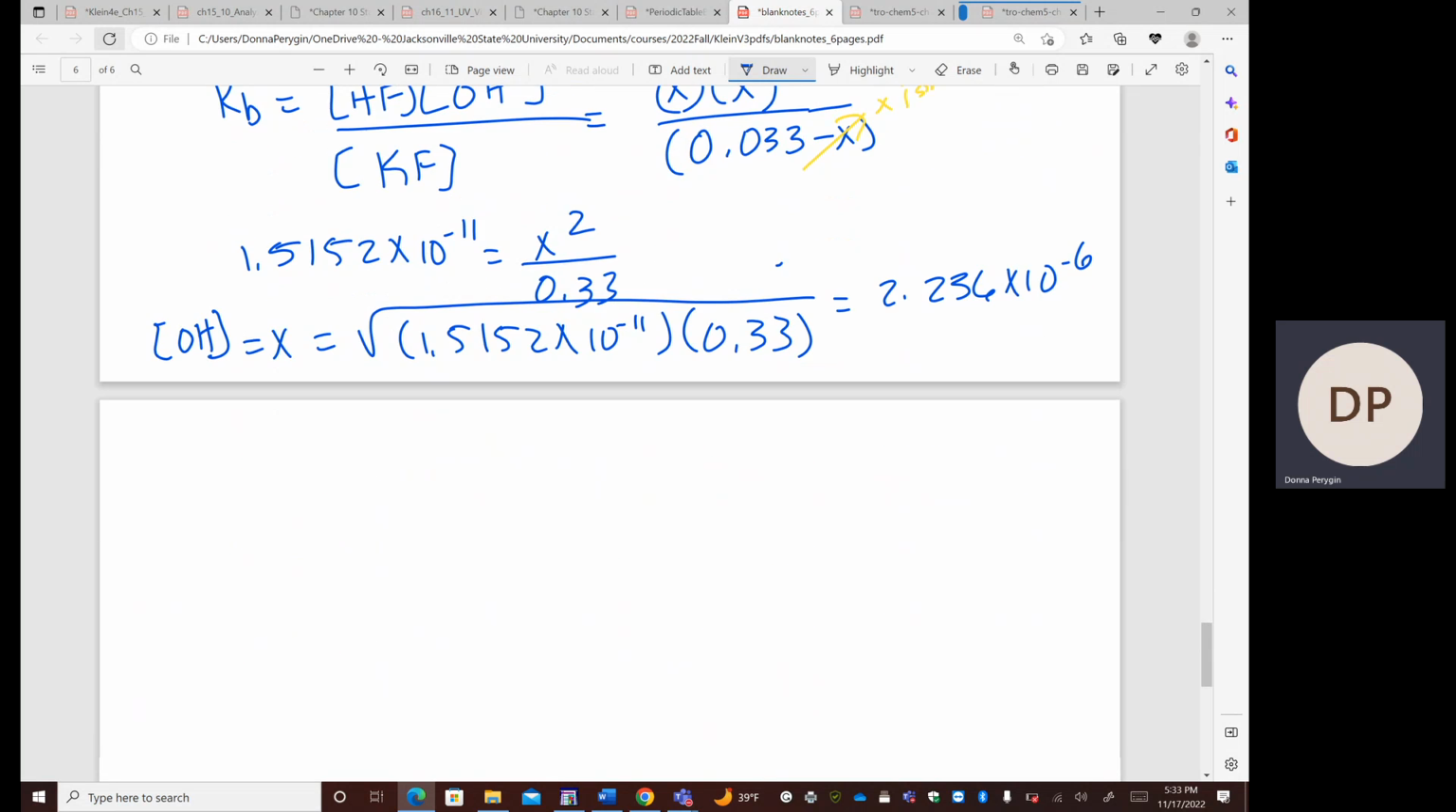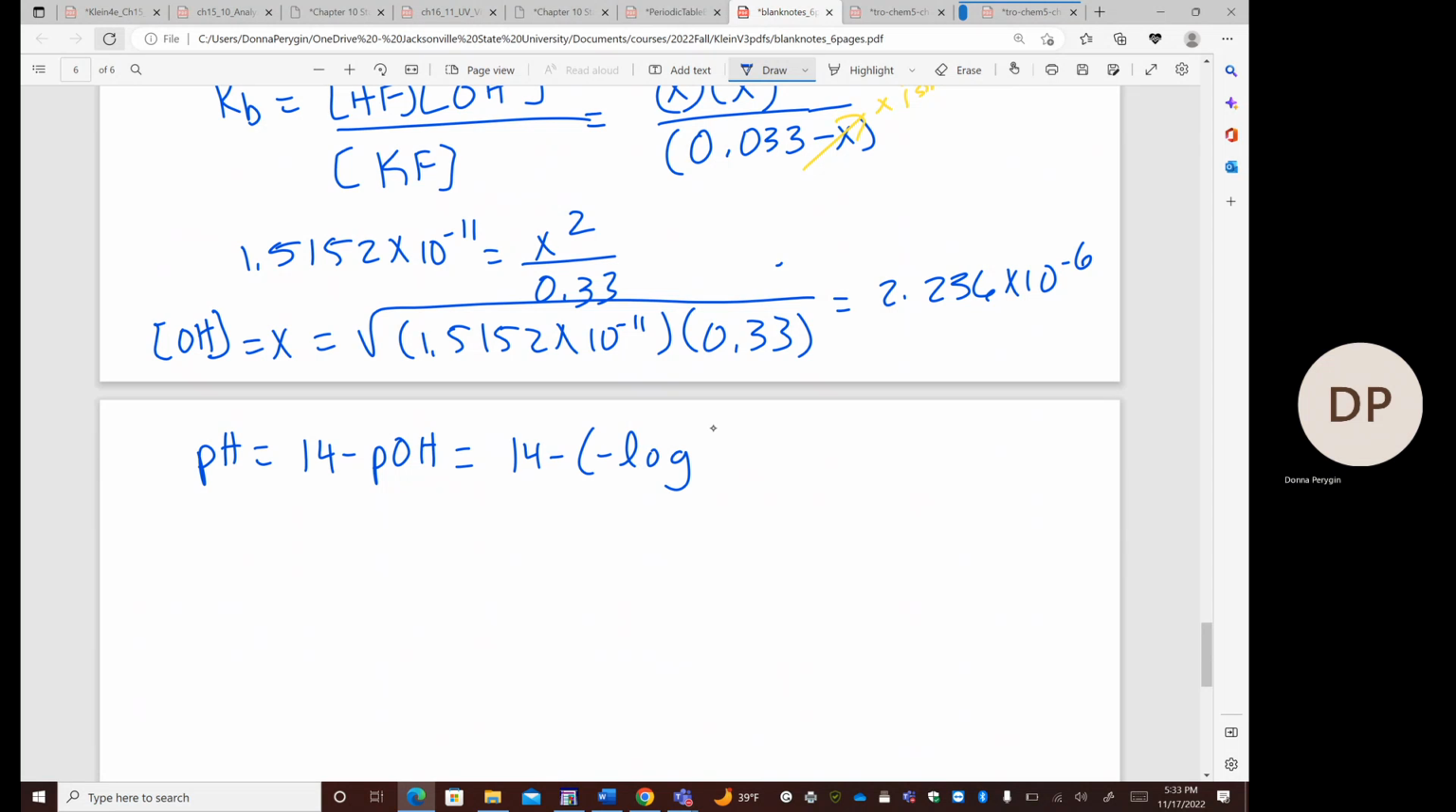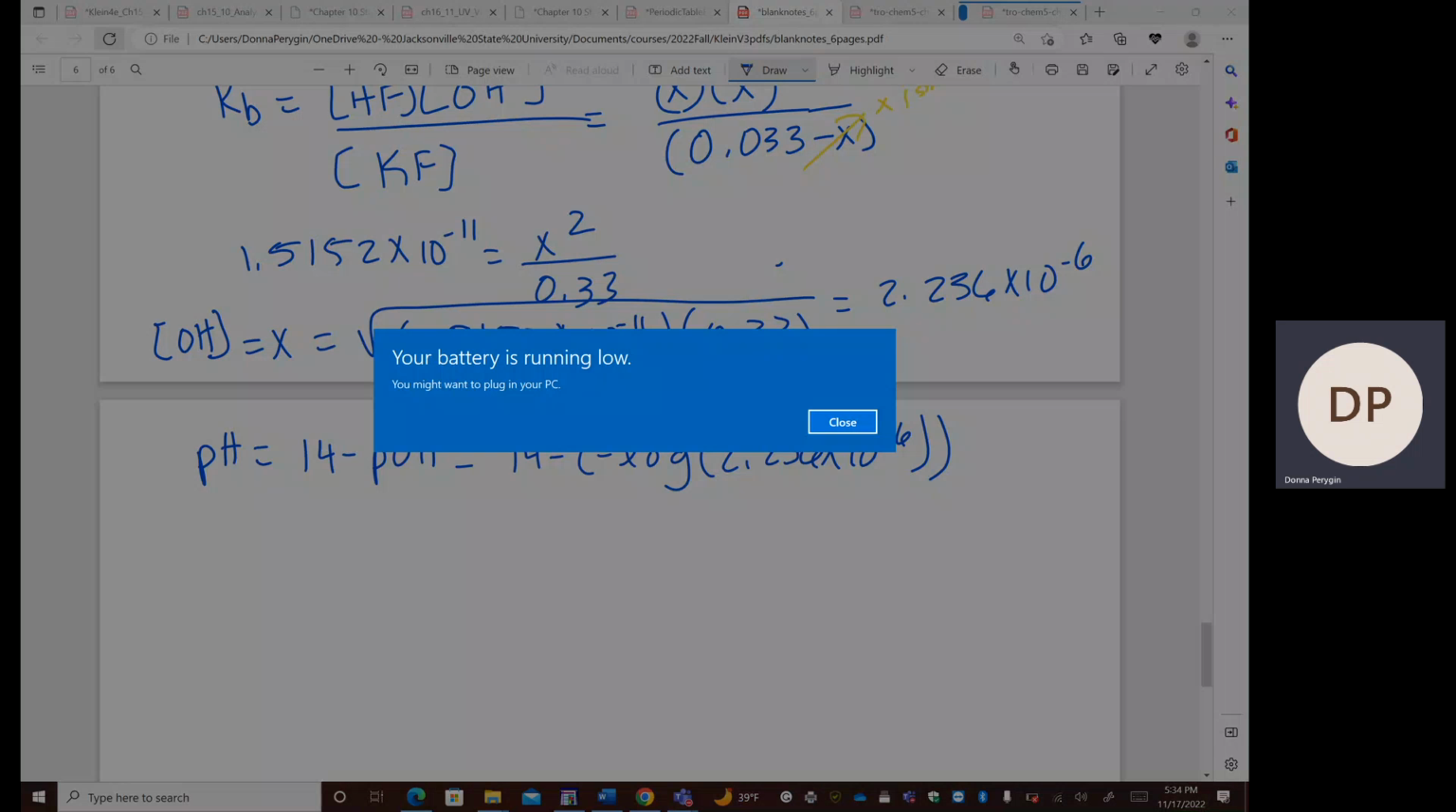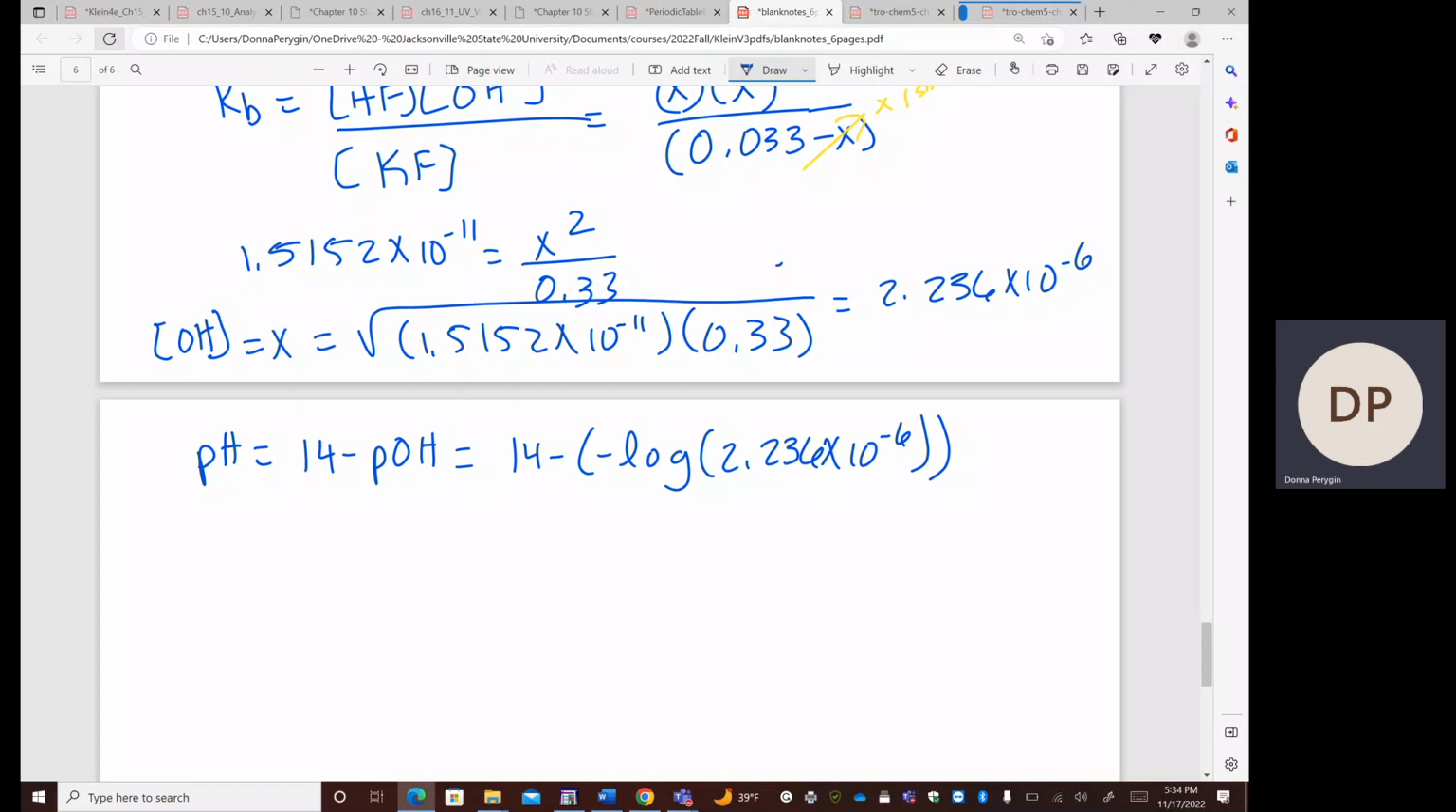So how does our hydroxide ion concentration help us find our pH? Our pH is equal to 14 minus the pOH, remember, because the pOH plus the pH is equal to 14. So that's equal to 14 minus the negative log of the hydroxide ion concentration, which is 2.236 times 10 to the minus 6. Okay, so the pOH is the negative log of the hydroxide ion concentration. So the pH is 14 minus the negative log of the hydroxide ion concentration.